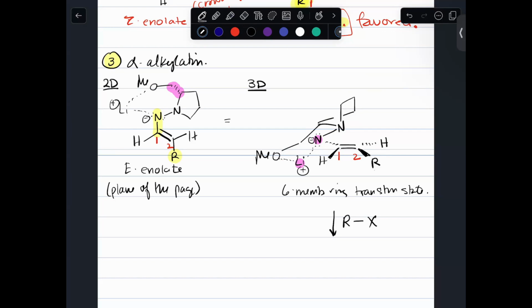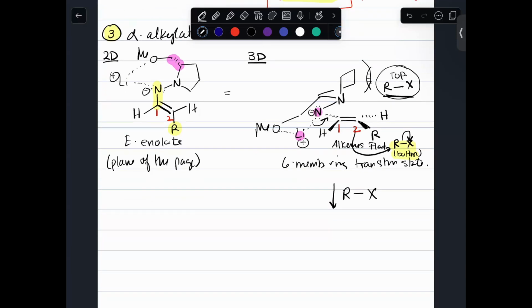Here's the thing. Your alkyl halide, if you remember, alkenes are flat. And alkyl halides can come in from the bottom or from the top of your alkene. The problem that's occurring from the top is that if it's coming in from the top, it is interacting with your five-membered ring. So unfortunately, your alkyl halide cannot come in from the top side. It has to come in from the bottom. And because it comes in from the bottom, your R group is introduced from the bottom, which makes sense.